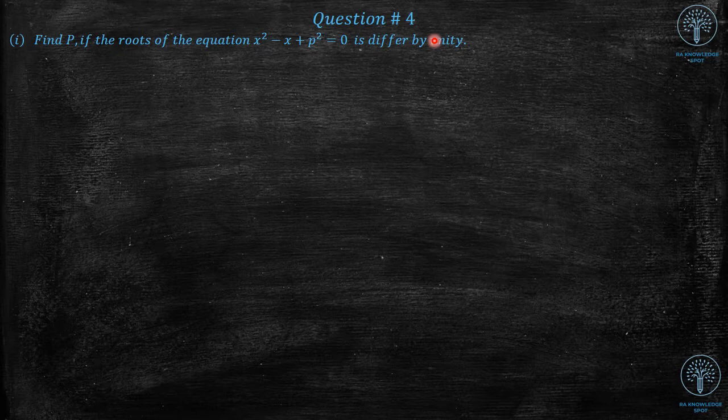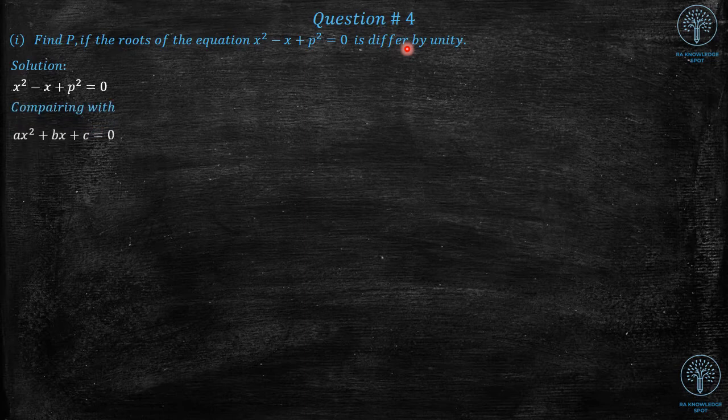Now this is a totally different question. In the rest of the questions, or in the previous question, we took the roots as alpha comma beta, but here the question is very clear and the instructions are very clear actually. Why? Because the roots of the equation differ by unity. You can see here, this is the main equation of the question. Again comparing, here are the values.